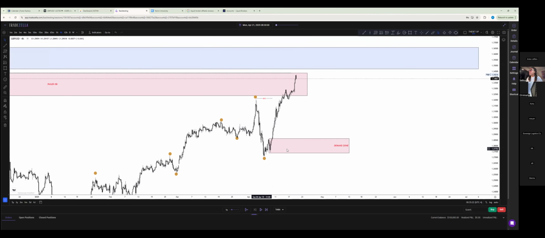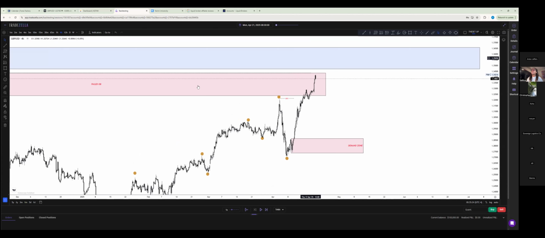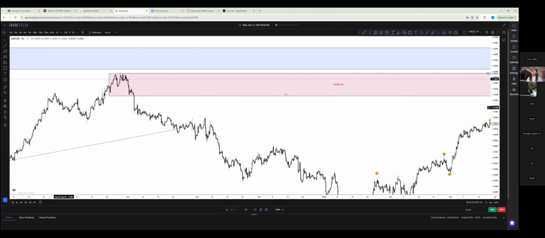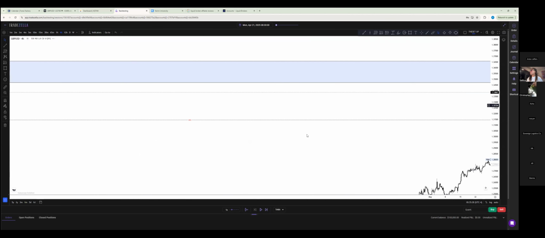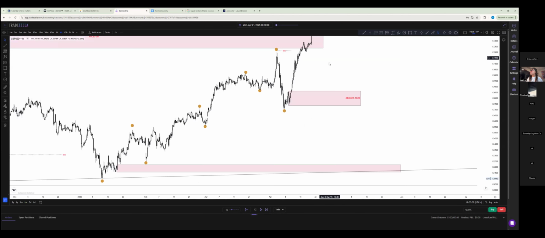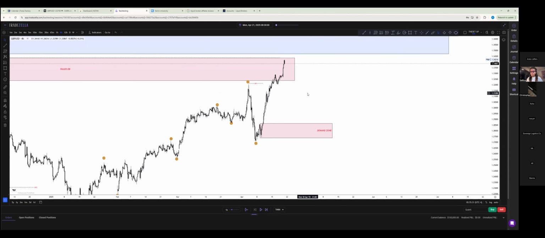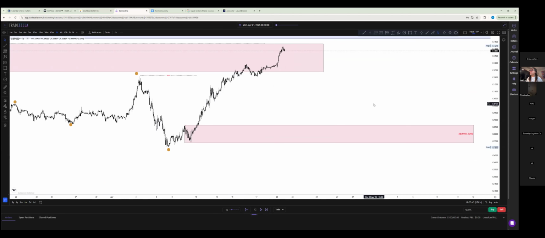We got a 4 hour demand. We somewhat have a supply, but it's not a 4 hour supply. We'd have to go to the left to find it. But for now, we're not going to. Okay. Boom. So let's go now to 1 hour. Let's get more price action. We're at the 1 hour.